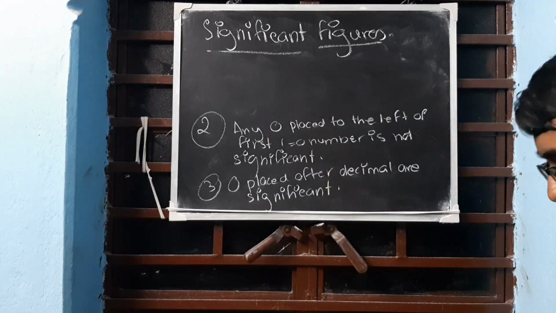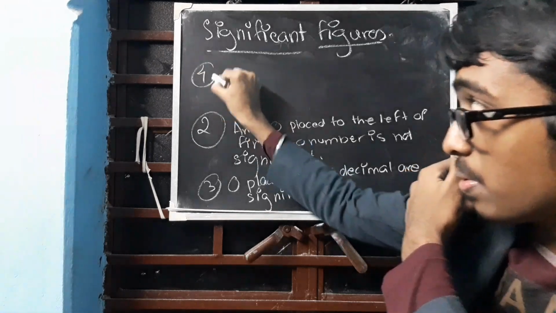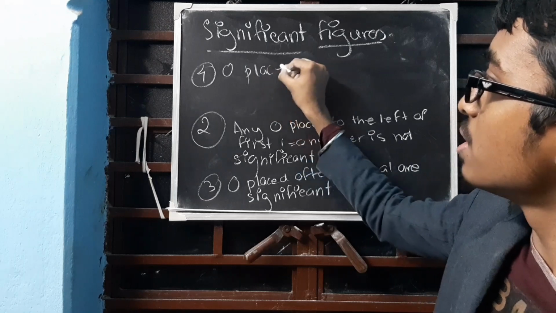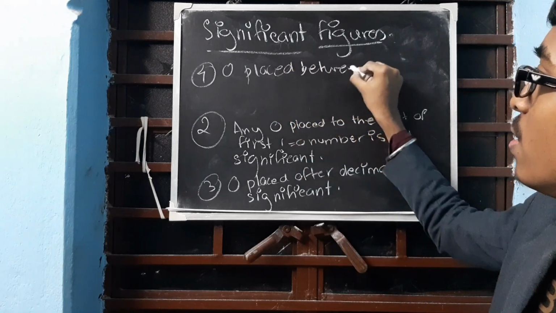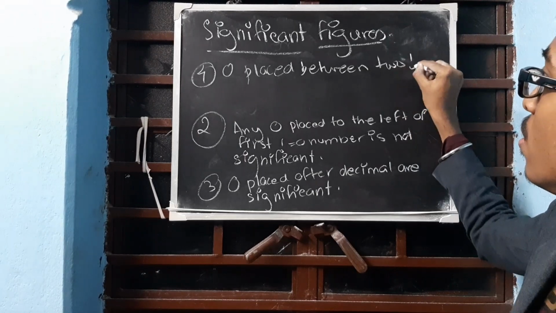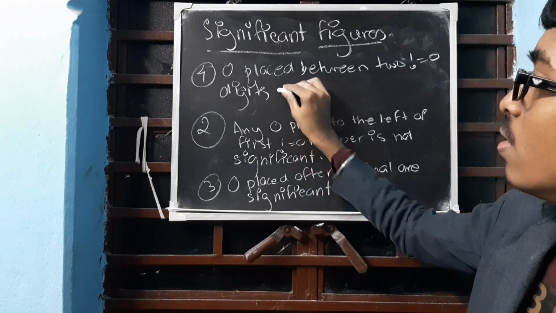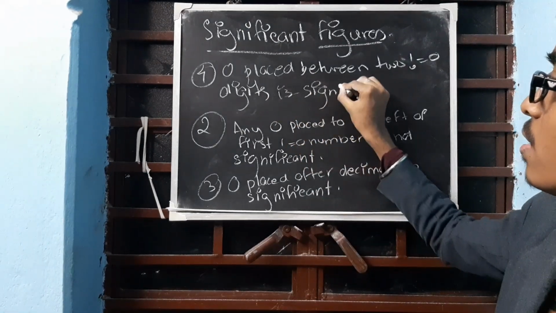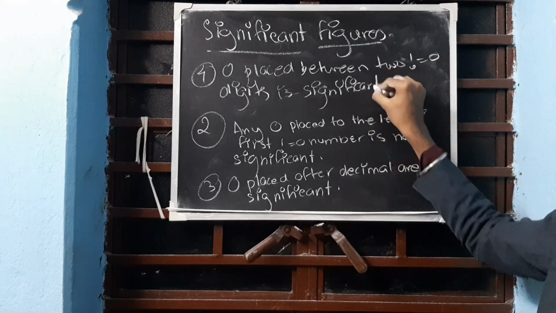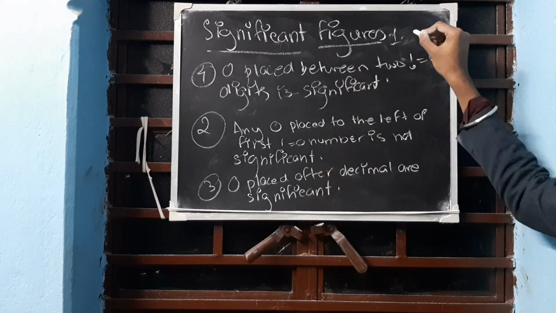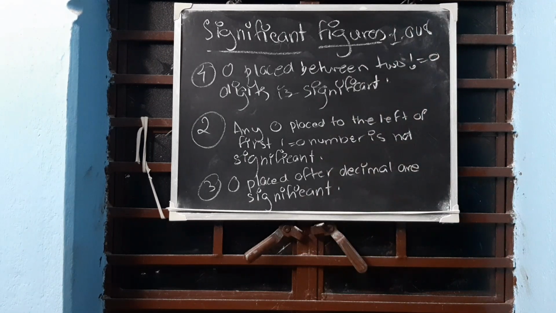Number 4 is the last one. Zeros placed between two non-zero digits is very much significant. Clear? Suppose the number is 1.008, the mass of hydrogen. That is 4 significant digits here, right? This is the mass of hydrogen, 1.008.